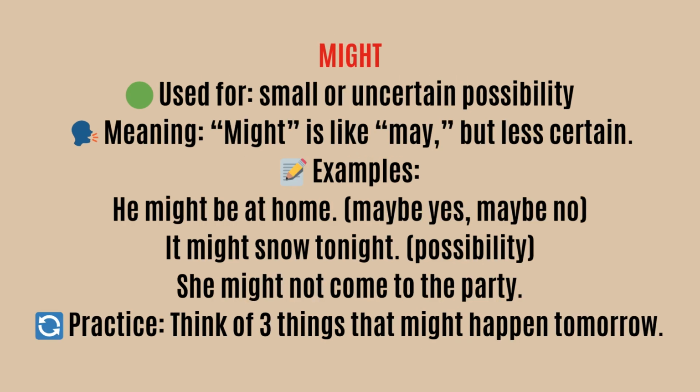Might. Used for small or uncertain possibility. Meaning, might is like may, but less certain. Examples: he might be at home, maybe yes, maybe no. It might snow tonight, possibility. She might not come to the party. Practice: think of 3 things that might happen tomorrow.